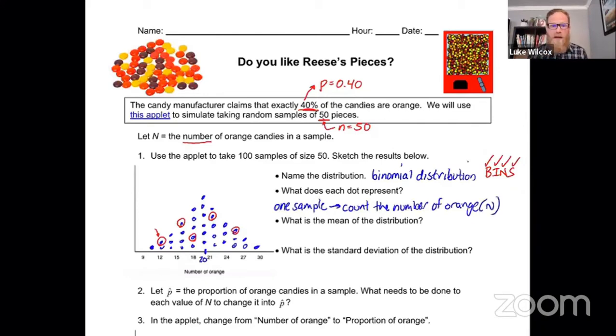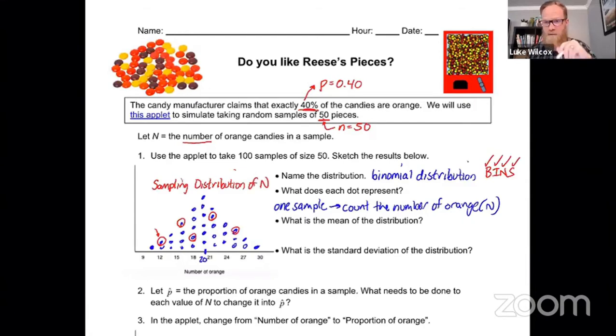And so what we have in this distribution is many, many samples, right? So there is another name that we could give this distribution, and that is what's called a sampling distribution. And in this case, each dot represents a different n value. I'm going to call this the sampling distribution of n.